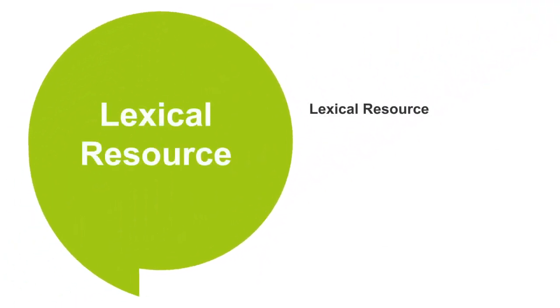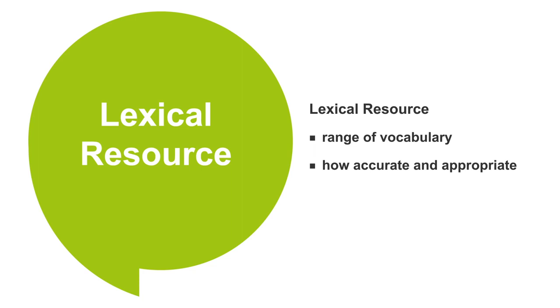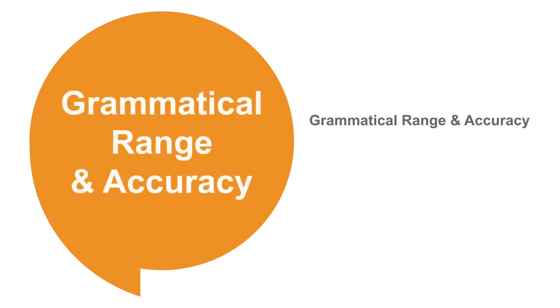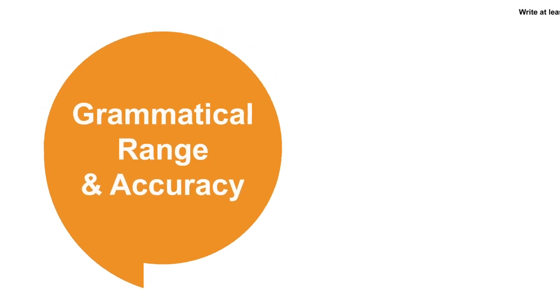Next is lexical resource. This refers to the range of vocabulary you have used in your writing and how accurate and appropriate it is for the specific task. Finally, grammatical range and accuracy. This focuses on the range of grammar structures you have used in your writing and how accurate your grammar is.